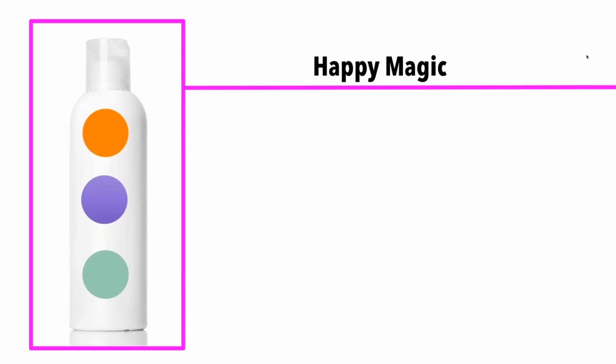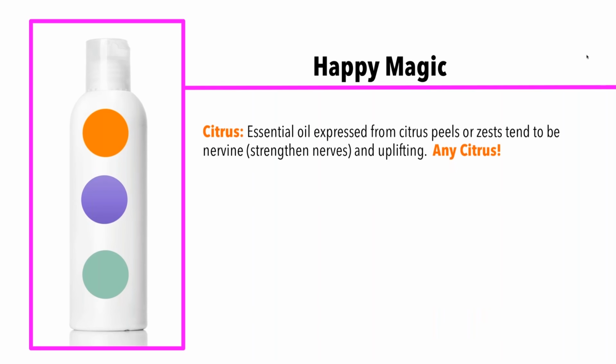All right. Finally, we are moving on to Happy Magic and our blend for Happy Magic. Remember, we want essential oils for this blend that are antidepressant, uplifting, expanding, and that also smell lovely. So this time, we're going to do something a little different. We're going to use my Happy Magic formula. We're going to use one essential oil that's been expressed from citrus peels or zest. These tend to be nervine. They also tend to be uplifting. So when we're talking about citrus, we're talking about bergamot, lime, grapefruit, lemon, mandarin, all those wonderful citrusy smells.